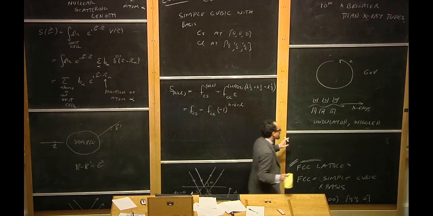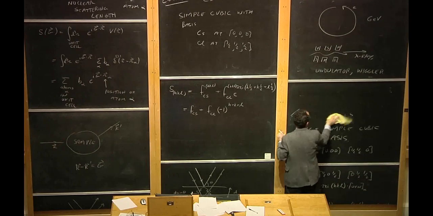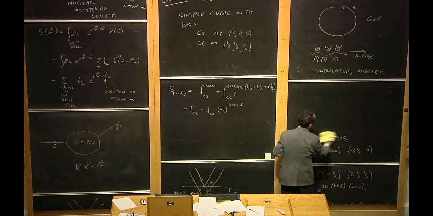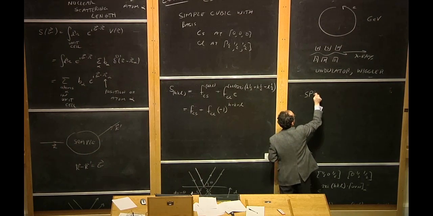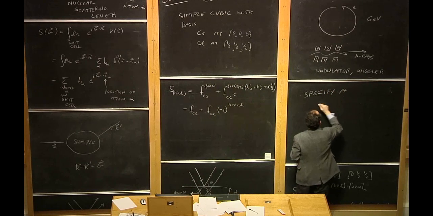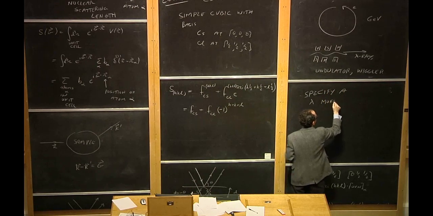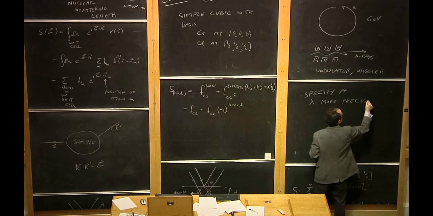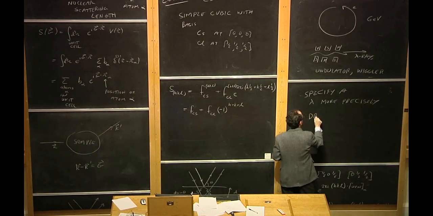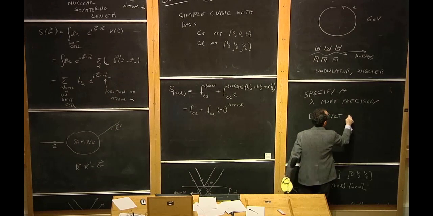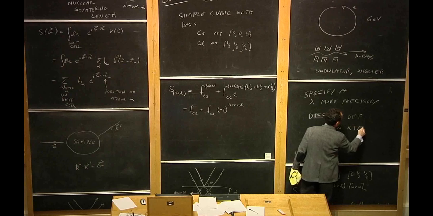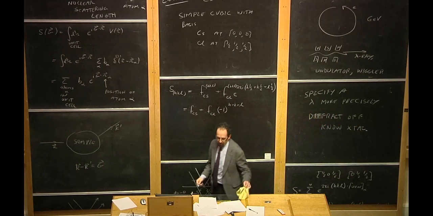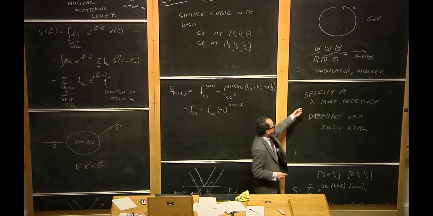And if you're not happy with how well-defined the frequency is, if you want to specify a frequency, a wavelength, more precisely, what you do is you diffract off a known crystal at a particular angle, and that will pick out a particular wavelength that you're interested in using.